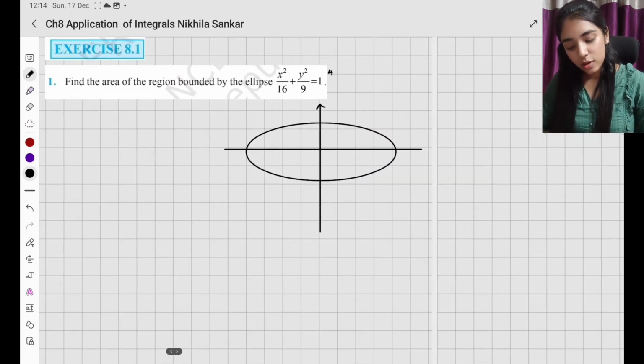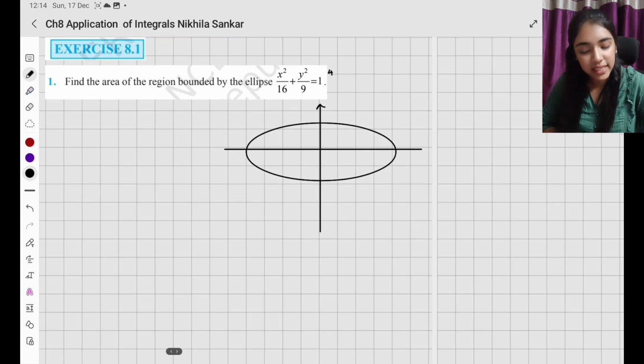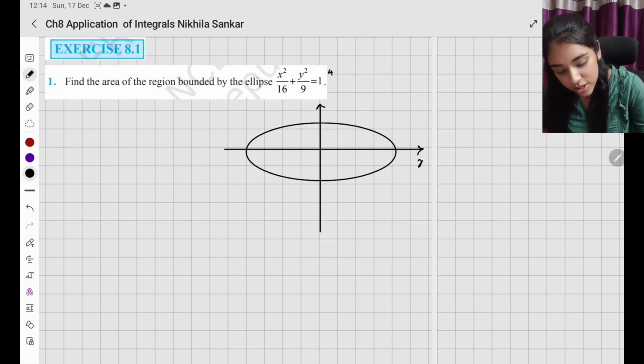Find the area of the region bounded by the ellipse x square by 16 plus y square by 9 equals 1. So, the length on the x-axis is greater. So, that is going to be my major axis. That is why I have drawn the ellipse like this. So, this is going to be my x-axis.